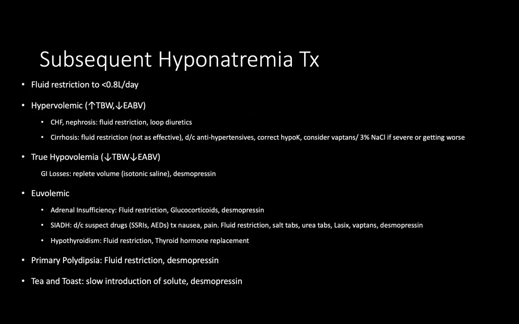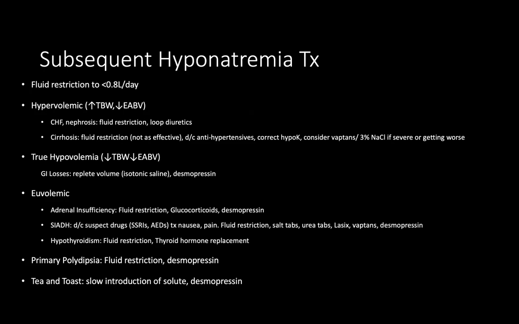So DC any antihypertensives. You want to correct any hypokalemia that may be going on. Potassium is just as osmotically active as sodium. As you give them potassium, it will be exchanged for sodium via that sodium potassium ATPase. And so correcting any hypokalemia is important in this group of patients as well. You want to consider Vaptan. So these are ADH antagonists, or hypertonic saline if these patients are getting worse.